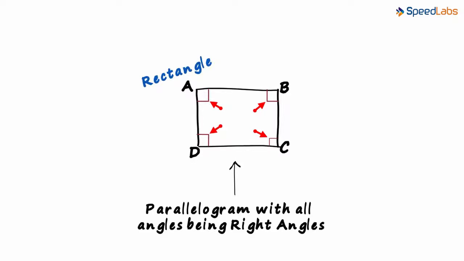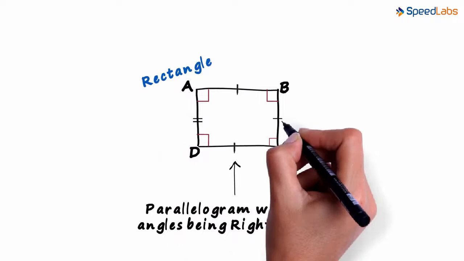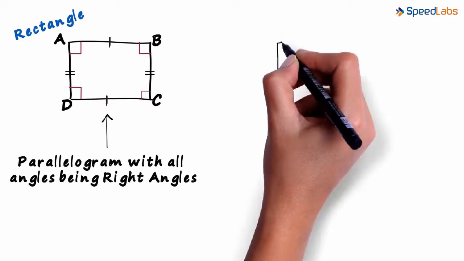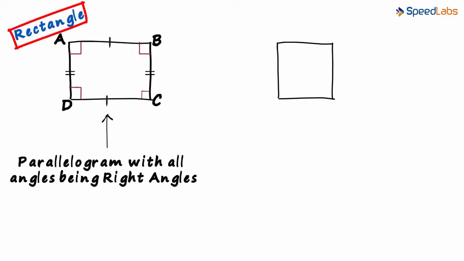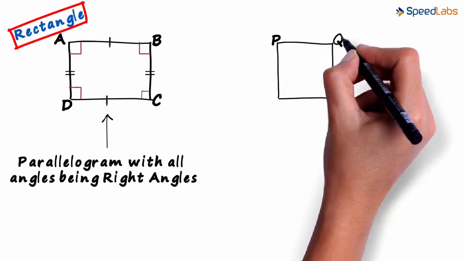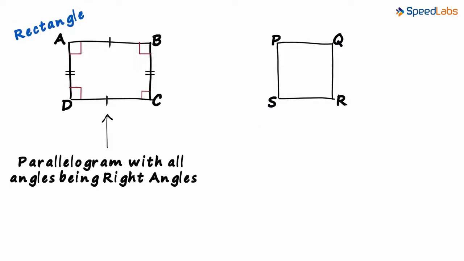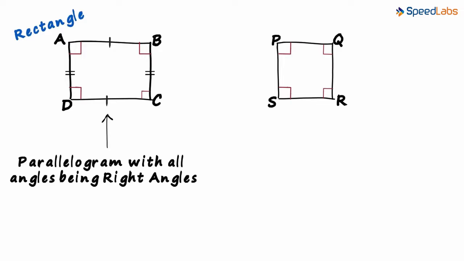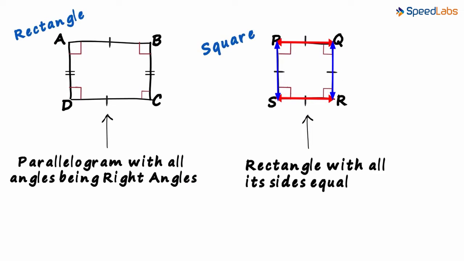Just like in a parallelogram, the opposite sides of a rectangle are equal. This side will be equal to this side and this side will be equal to this one. Now it gets even more interesting. This quadrilateral is a special case of a rectangle. Let's call it PQRS. Like the rectangle, all its angles are right angles, but it has an additional property. All its sides are equal to each other. This type of quadrilateral is called a square. Basically, it is a rectangle with all its sides equal.